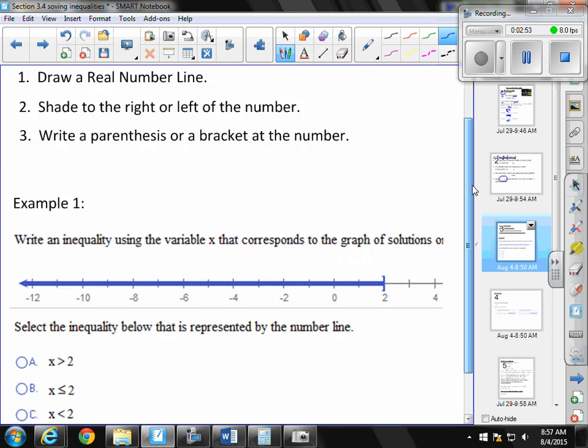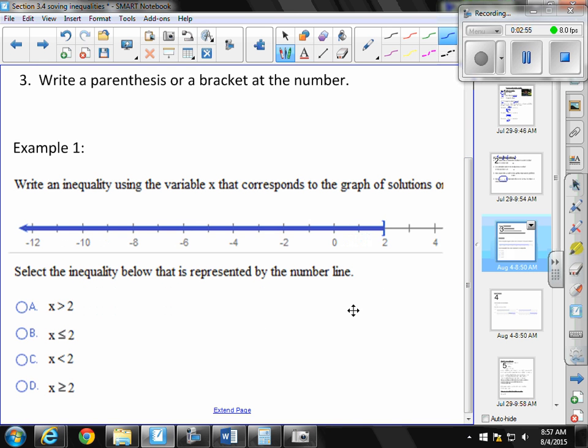So here's a couple of examples that I pulled out of MyLabsPlus. The first one, and the directions got cut off, but it says write an inequality using the variable x that corresponds to the graph of the solutions on the number line drawn below.